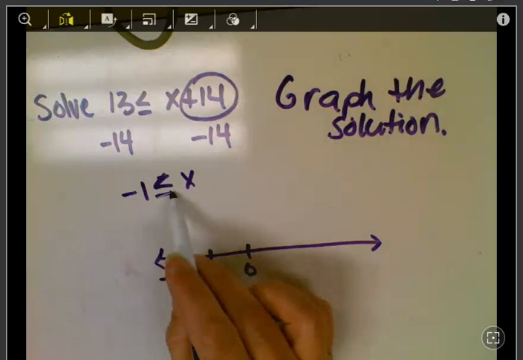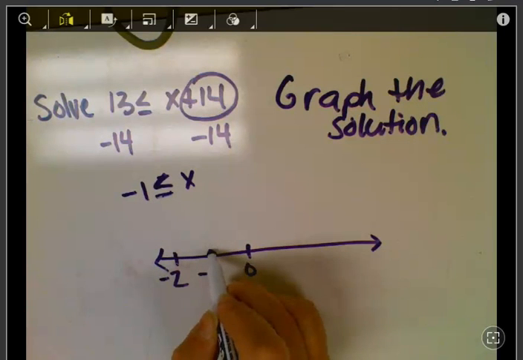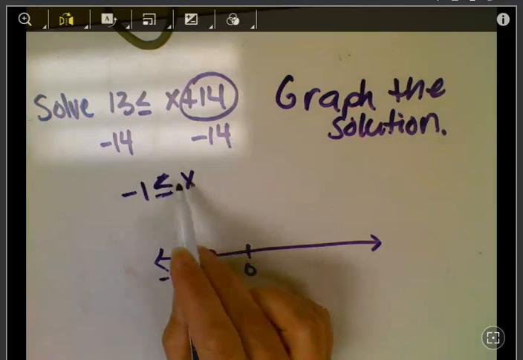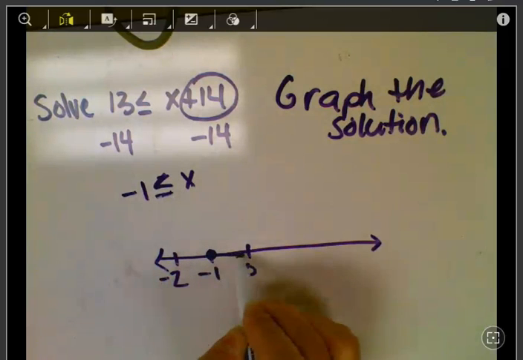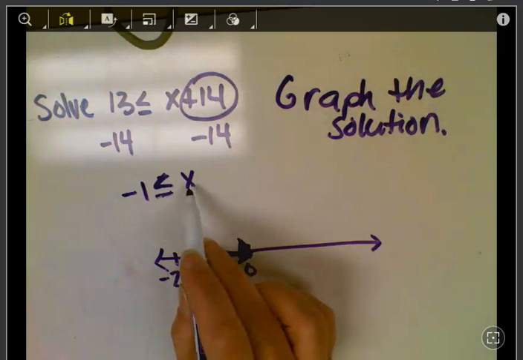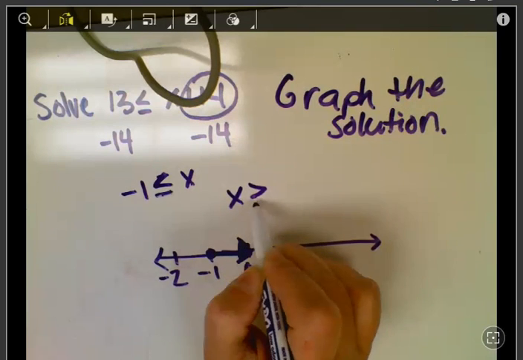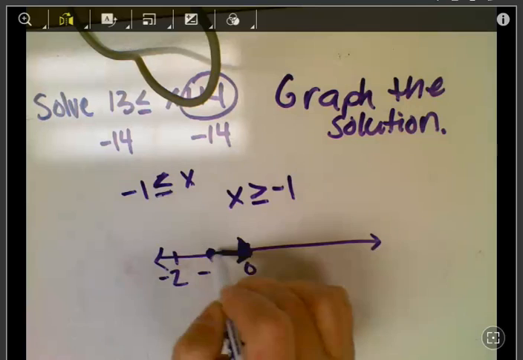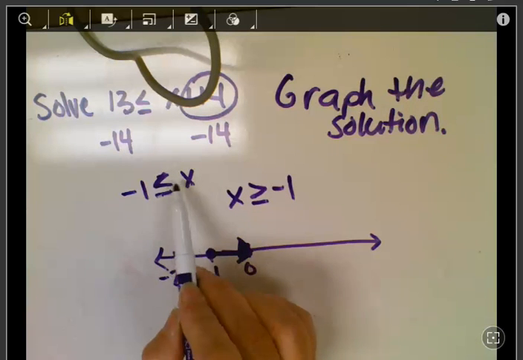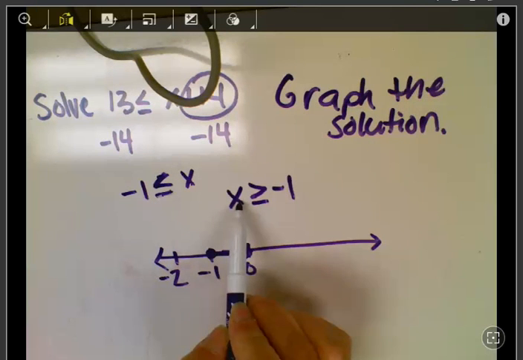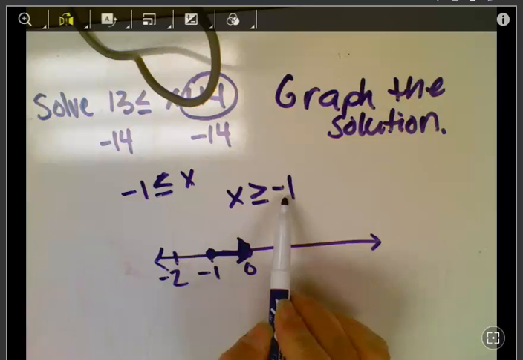Because it has the equal sign, I get a closed circle on my negative 1, and x is greater than it. A lot of times people get confused when the x is on the opposite side. So if you would like to rewrite it as x is greater than or equal to negative 1, you may do that to know it's greater than. All I did was, what was facing the x is still facing the x. What was facing the negative 1 is still facing the negative 1.